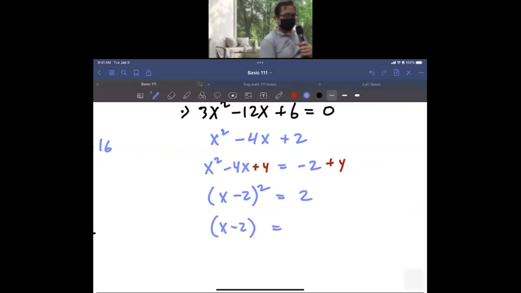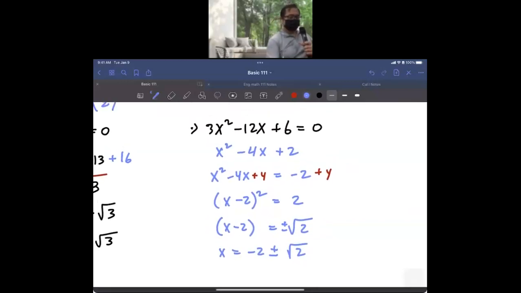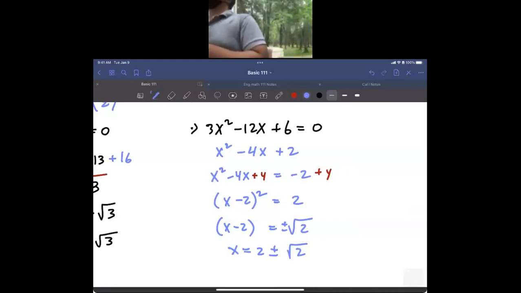Yeah, good. So this will be square root, plus minus square root of 2. So x will be 2 plus minus square root of 2. Yeah, good. Just testing you. But it's my mistake, actually. I didn't write fast.